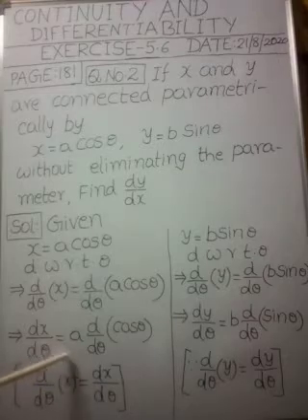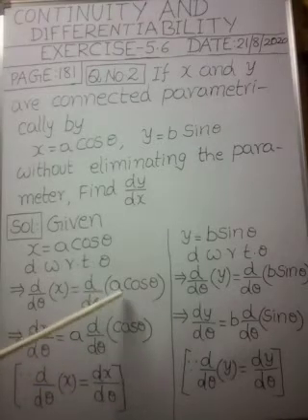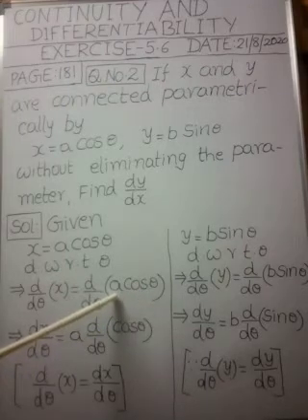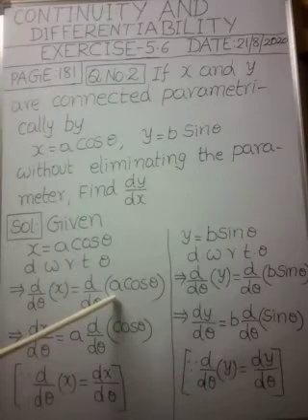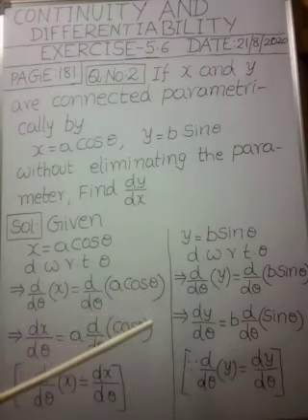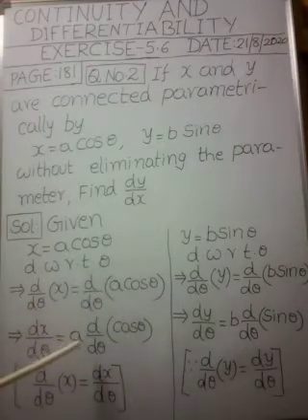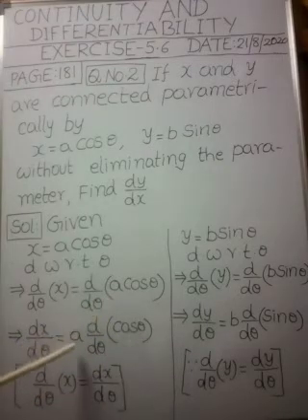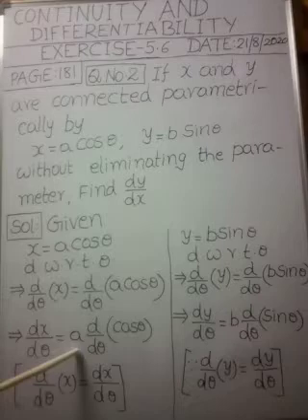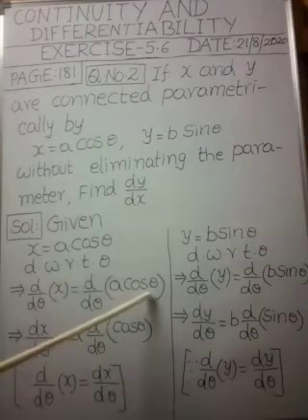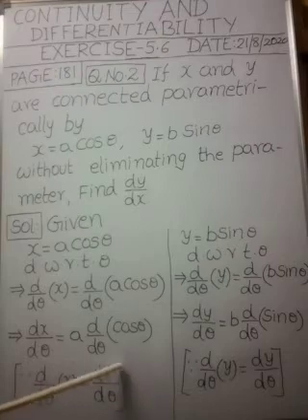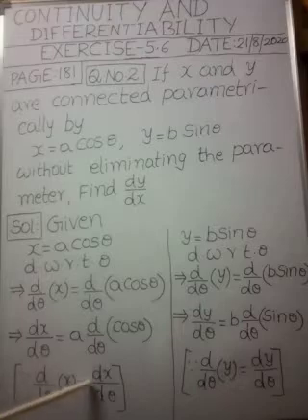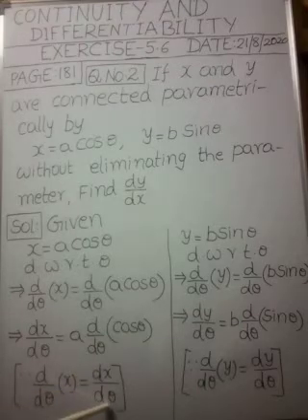Is equal to, come to the RHS part. Here d by d theta of a cos theta is there. If you observe this function, a is a numerical coefficient, an arbitrary constant. So we can write it before the differential operator; we can take it out of the differential operator. So I wrote a before the differential operator, then d by d theta of what will be left here? Cos theta. I wrote the reason also: d by d theta of x is equal to dx by d theta.